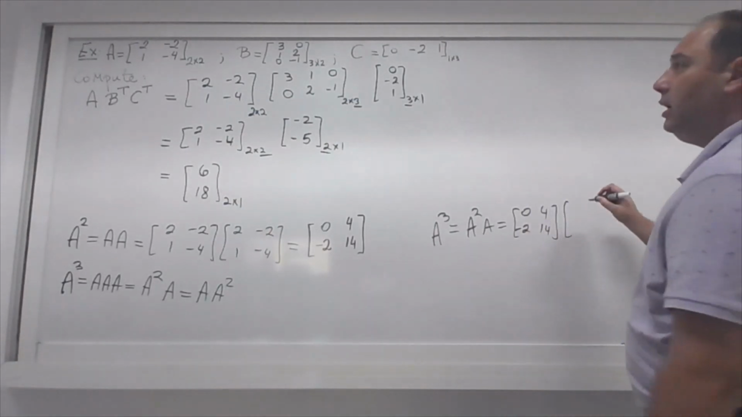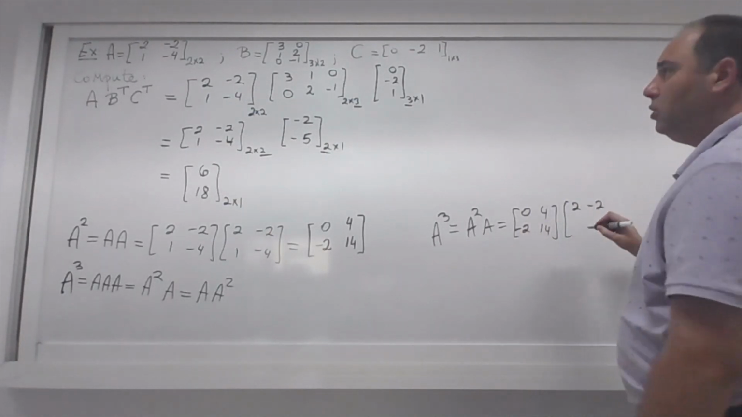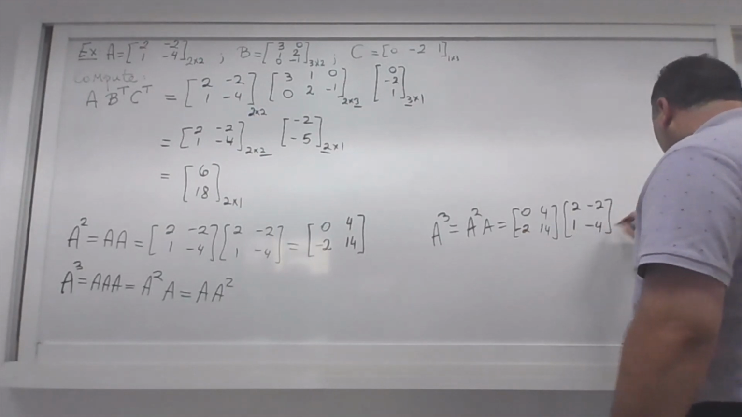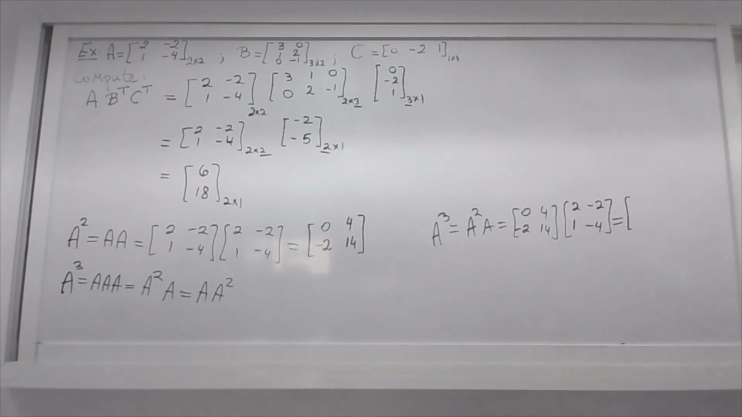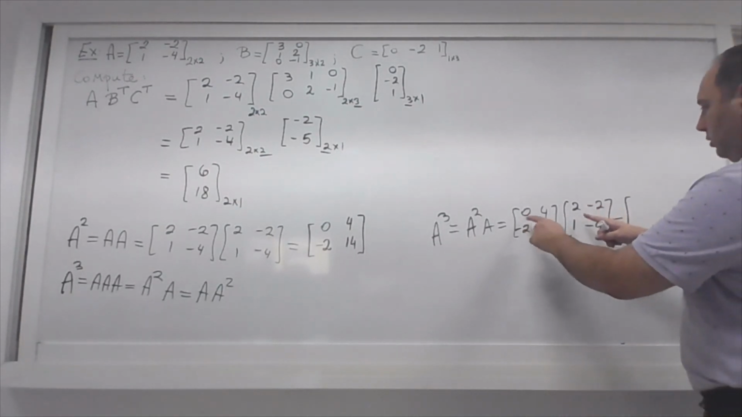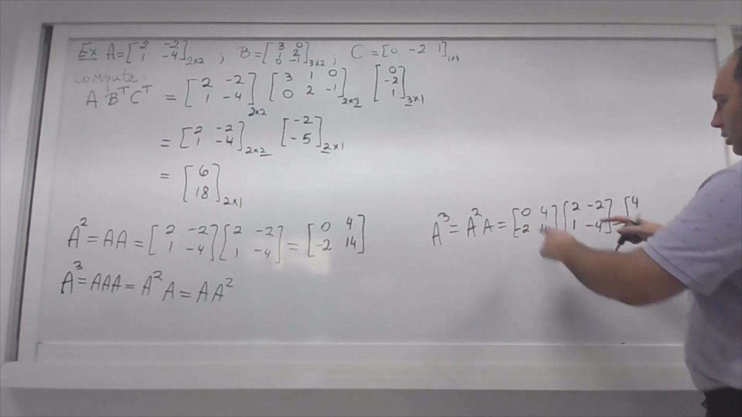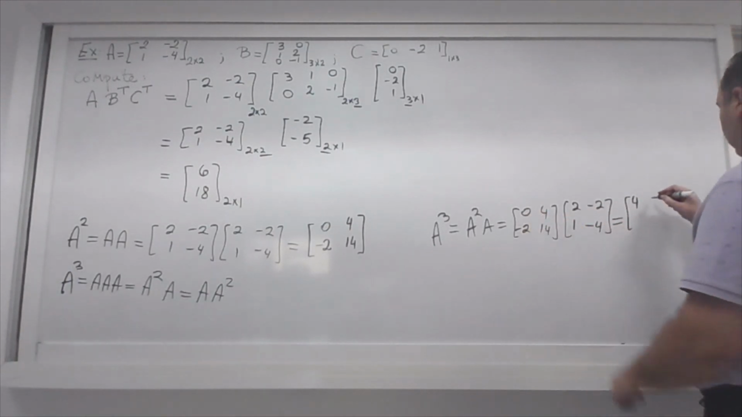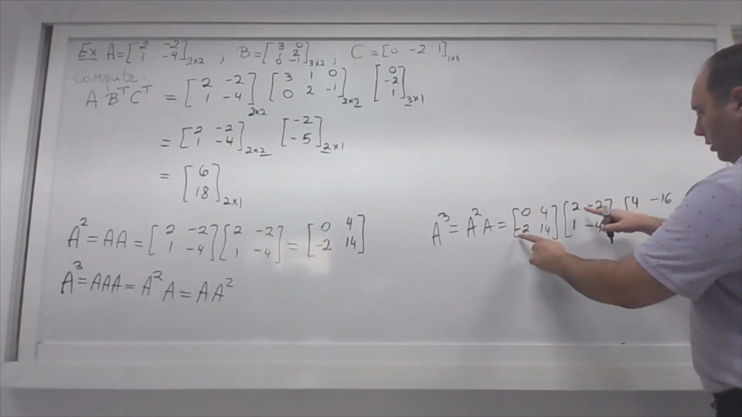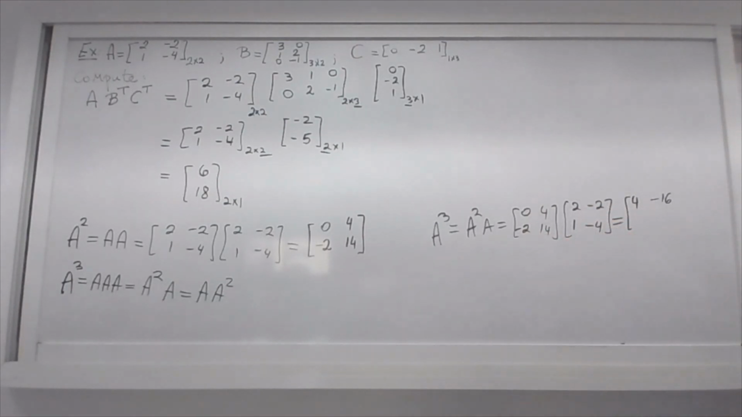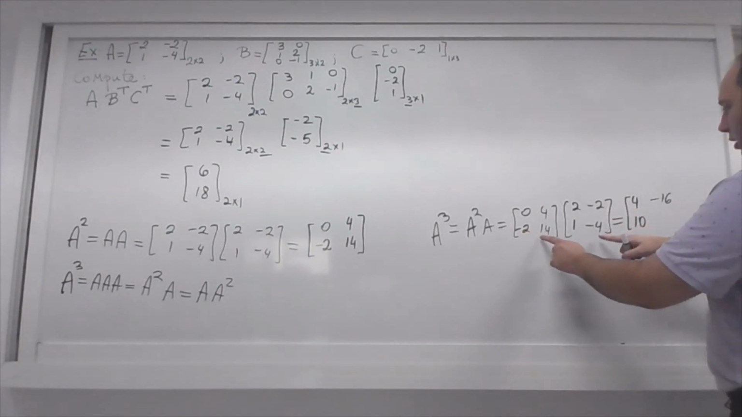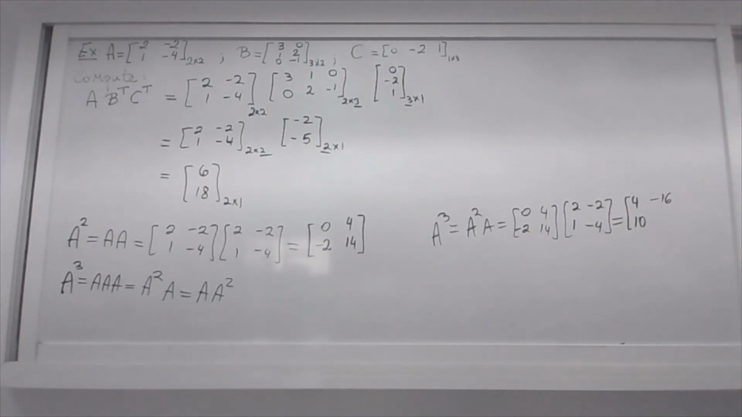And A was 2, negative 2, 1, negative 4. Again, the product will be a 2 by 2 matrix, so 0, 4, 0, minus 16, minus 4, plus 14, so that's 10, 4, minus 56, minus 52. Okay, so that's how we compute the powers of matrices.